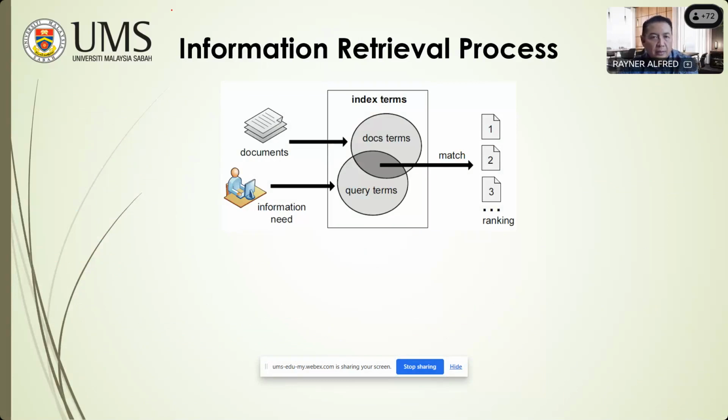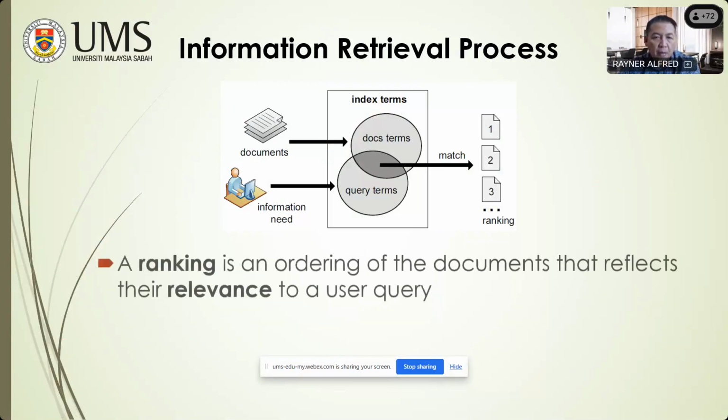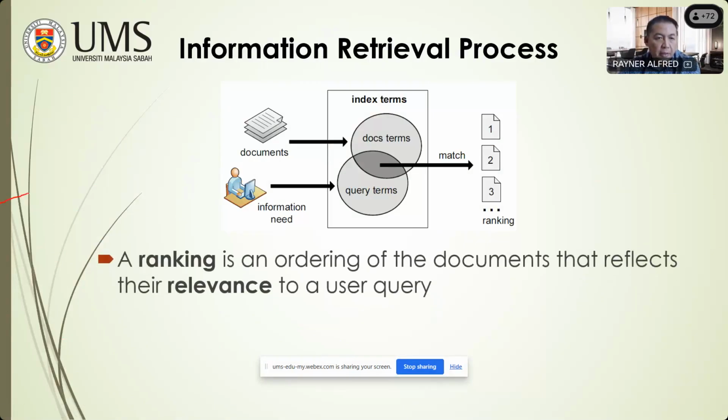Okay, so the information retrieval process given below. If you have your information here, this is your information. So you key in the query here. Okay, so all the documents that are stored in the database will be retrieved based on the index terms that match only. Okay, so all of these documents will be ranked based on the index terms that match between the query and also the document.